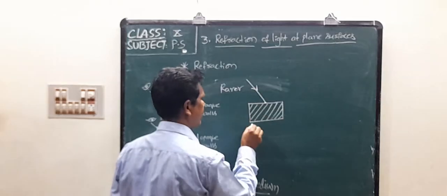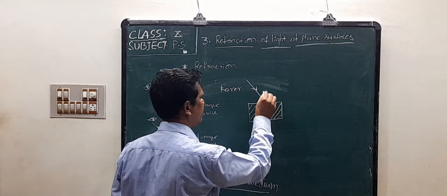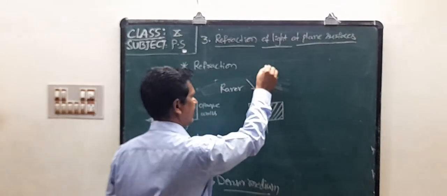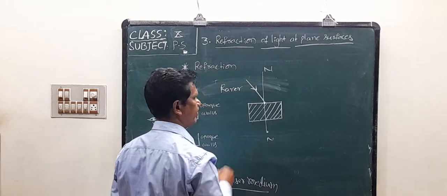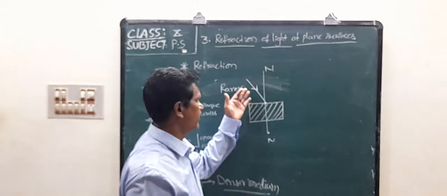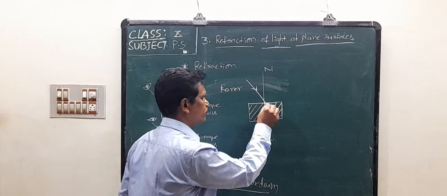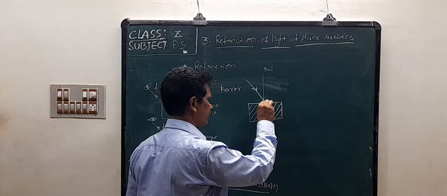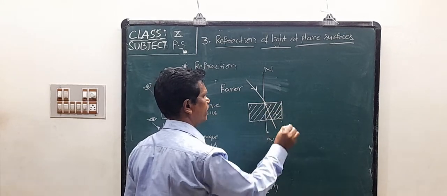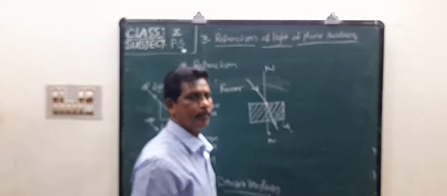So this light ray meets the interface at this point. Based on this point, we draw one normal, N. So this light ray, from the rarer medium to the denser medium, strikes one point of the denser medium and deviates its path. The light ray bends like this. This is the actual path of the light ray, the bending light ray.